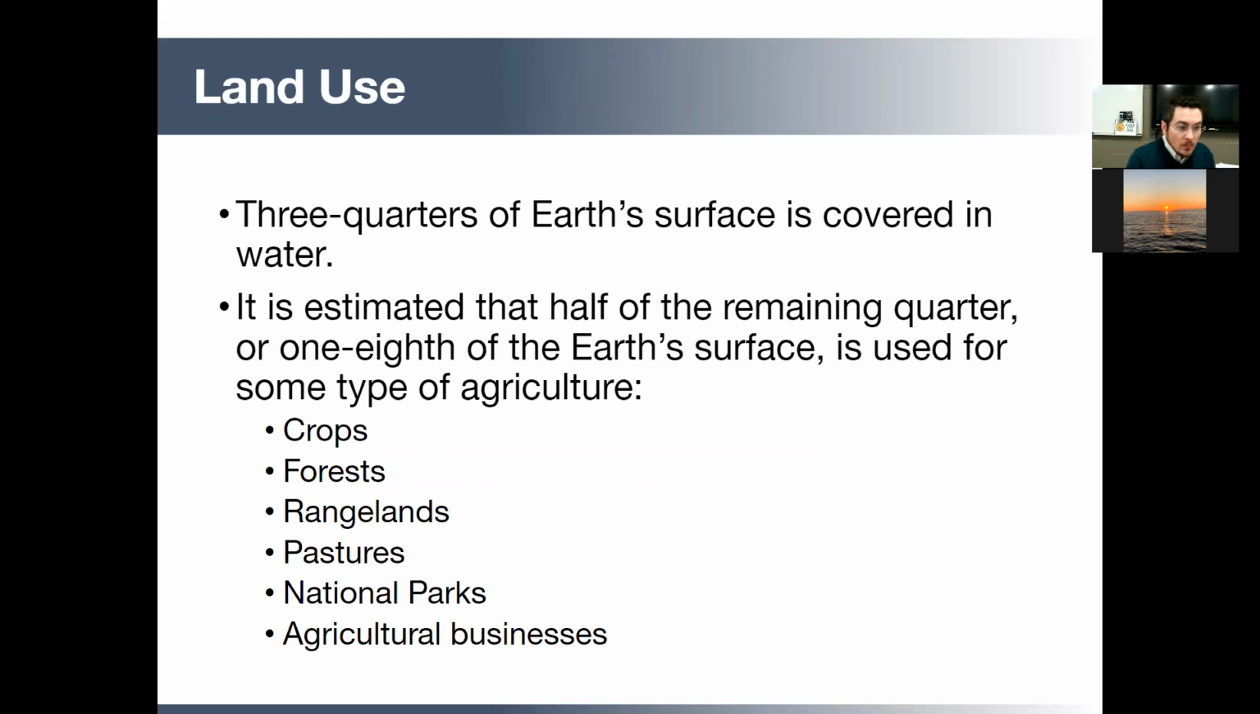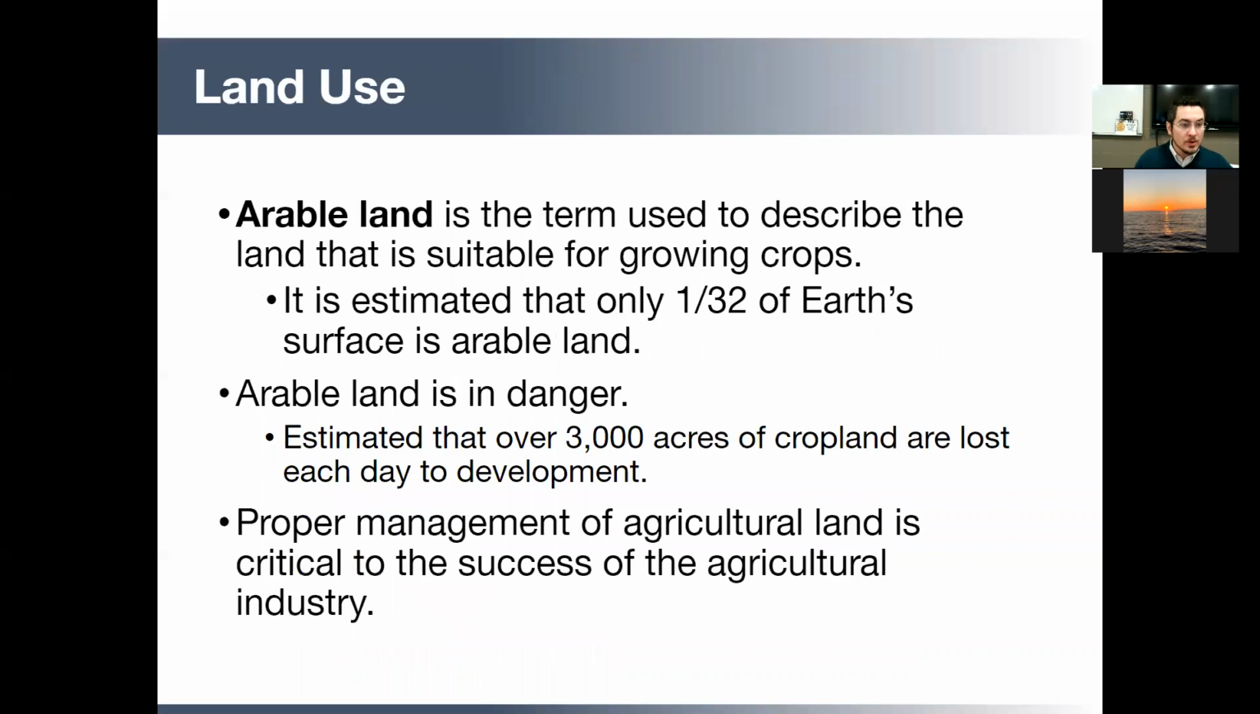So when we talk about land use, we know that 3/4 of the Earth's surface is covered in water, which allows for our environmental equilibrium, which is a good thing. It is estimated that half of the remaining quarter, so 1/8 of the Earth's surface, is used for some type of agriculture. This would include everything from our national parks and rainforests to cattle pastures to cropland and all those sorts of things. So 1/8 of the land is being used for agriculture in some way, shape, or form.